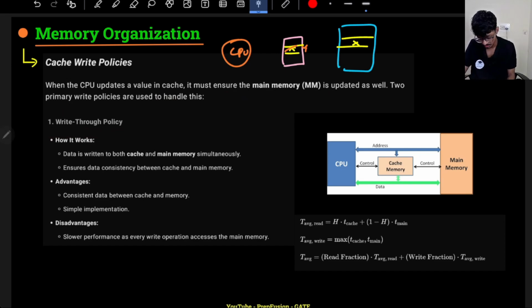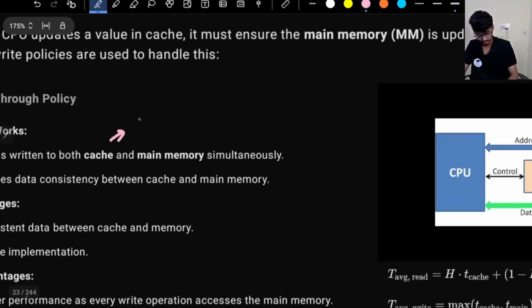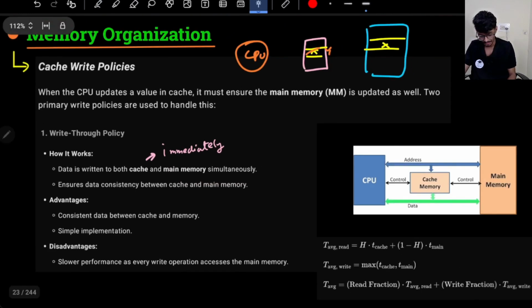How is write through policy used? Data is written both in the cache memory and main memory simultaneously. So immediately after you instruct the CPU that I want to change the value from x to y, both happen simultaneously. As soon as you change it in the cache memory, at the same point of time the value will be changed in the main memory as well. So it ensures data consistency between cache and main memory.